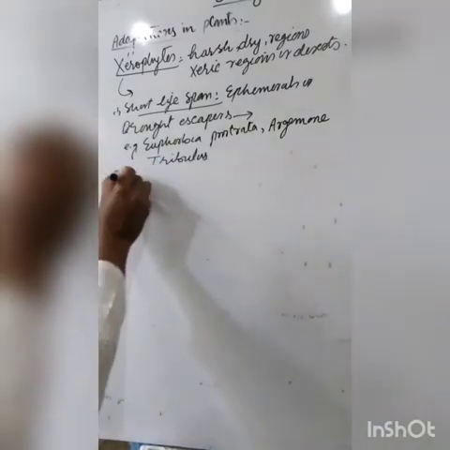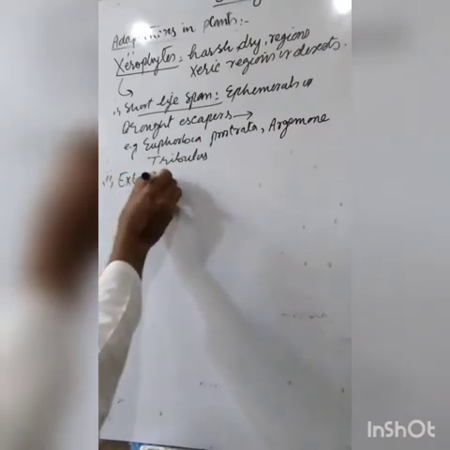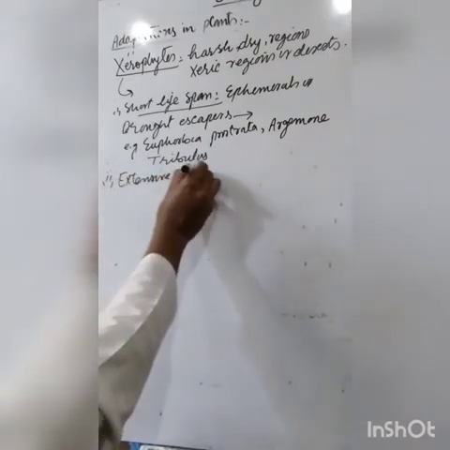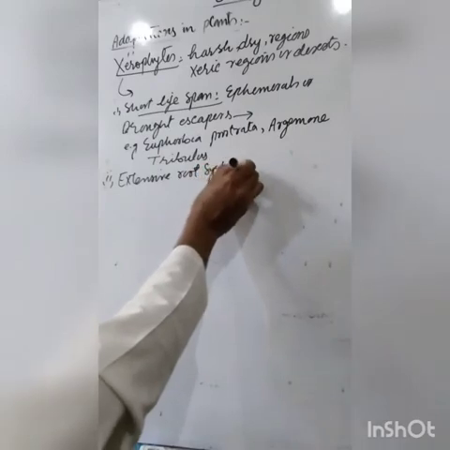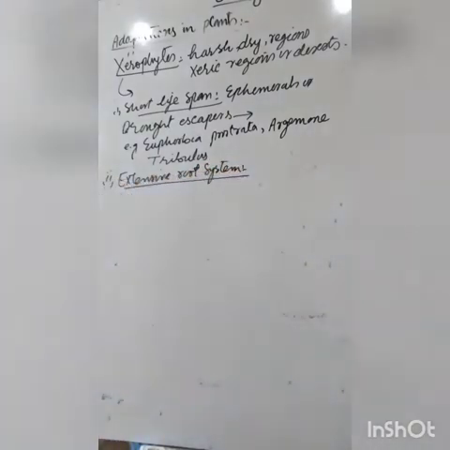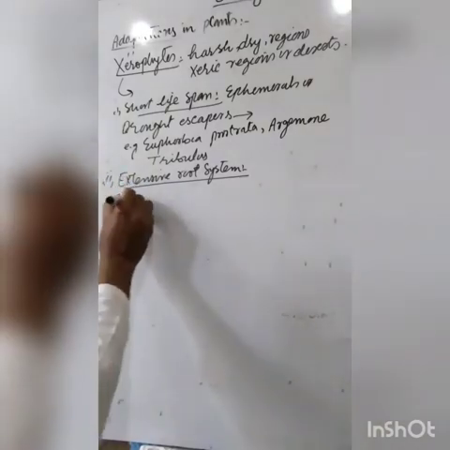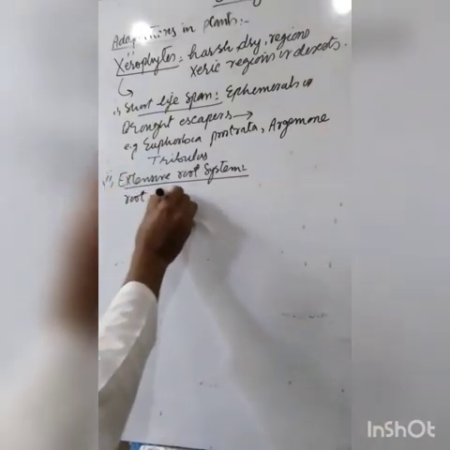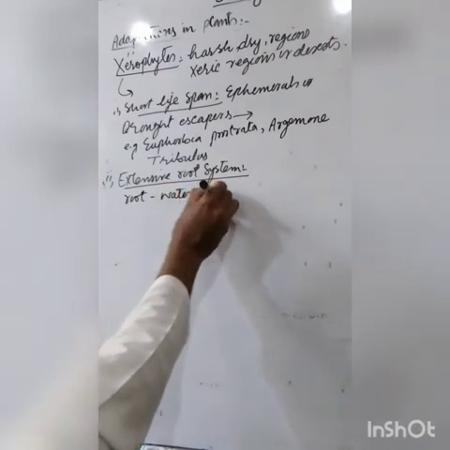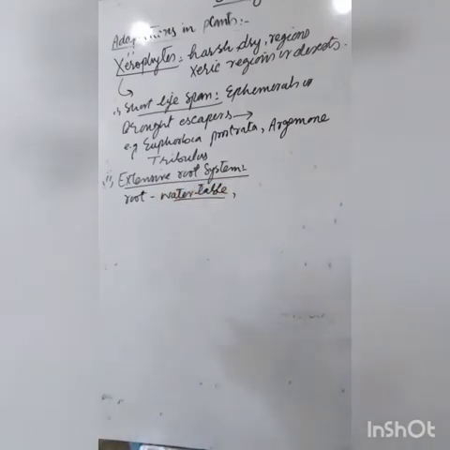There is an extensive root system. In order to obtain the water from very deep in the soil, because there is water scarcity, they have an extensive root system, and the roots may sometimes go up to the water table. That means they have more roots than the shoots.